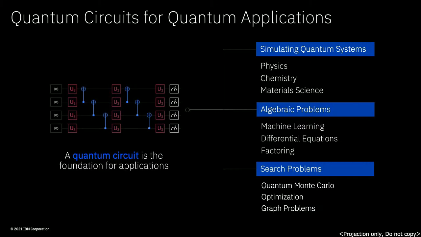Another area is called quantum search, including quantum Monte Carlo simulations, optimizations, and graphs. All this may look or sound very complicated, but from the user's point of view, it's just as simple as running a piece of software on computers.